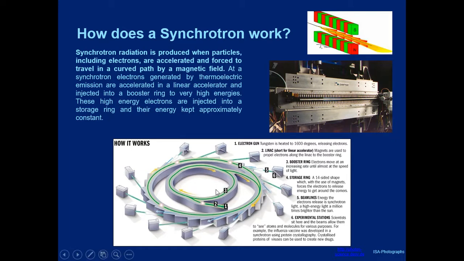Once these electrons get up to the velocity that we want them to be, they are then injected into the ring, and these electrons just consistently circle around this ring. Now, what makes them emit X-rays is that it's not a true circle. It's actually a ring set up with multiple angles within it, so it looks like a ring. At each turn, when the electrons turn, they slow down a bit, and as they slow down, they release energy in the form of X-rays.